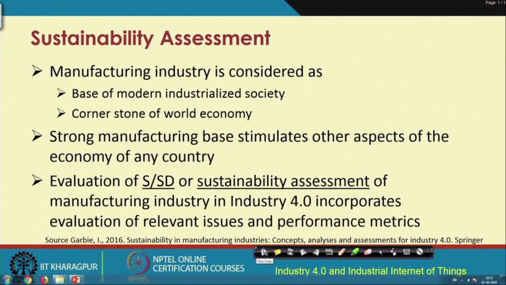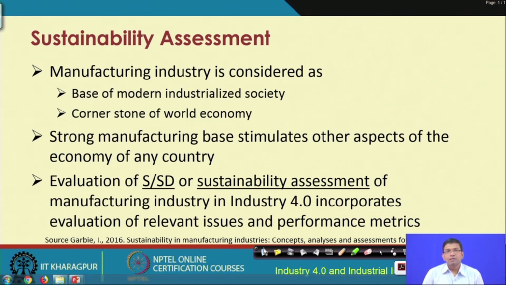When we talk about sustainability, first what is required is to consider some industry, in our case the manufacturing industry, and assess the sustainability issues. First of all, you have to assess how sustainable that particular industry is in terms of its existing processes, or the product that is being manufactured.